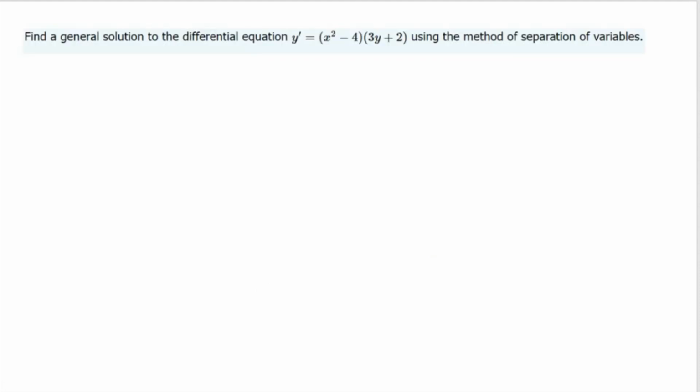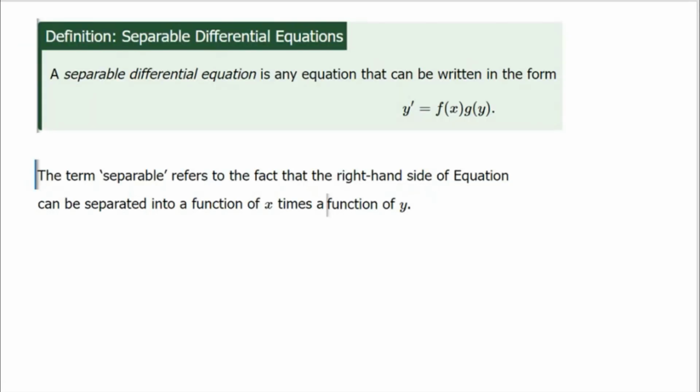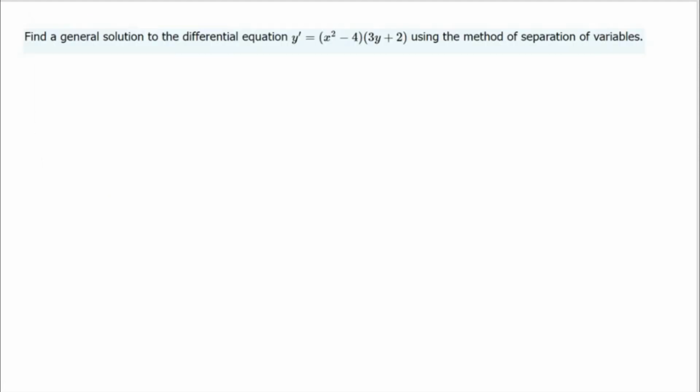Okay, so this is example number 1. Find a general solution to the differential equation y prime equals x squared minus 4 times 3y plus 2 using the method of separation of variables. Okay, comparing the given equation with the formula y prime equals f of x times g of y, our f of x now will become x squared minus 4 and g of y equals 3y plus 2.